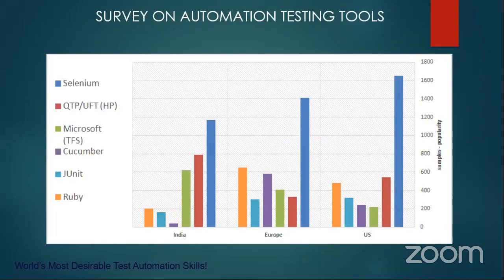And this survey shows the world's most desirable test automation skill. The blue line, or the blue bar, shows Selenium. So in most of the big countries, they use Selenium as an automation testing tool.